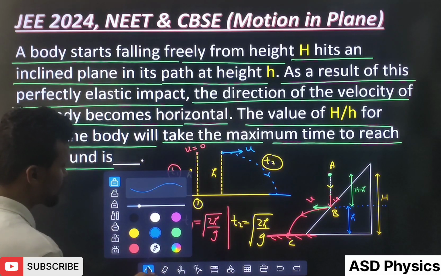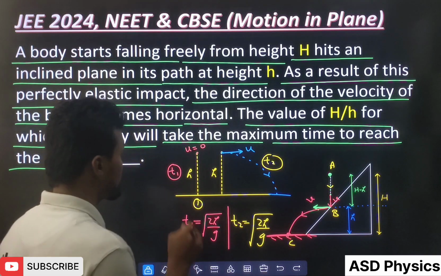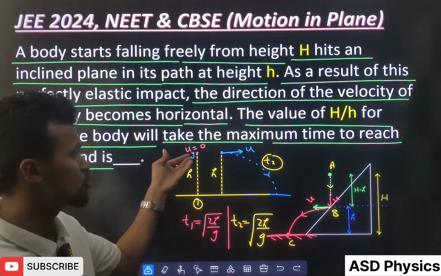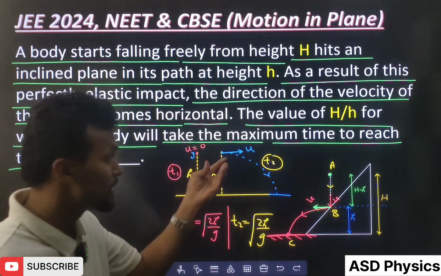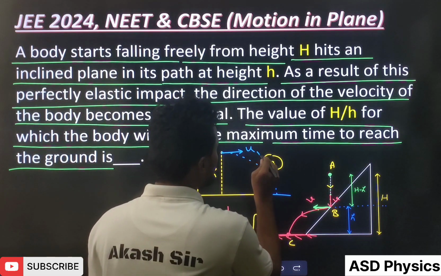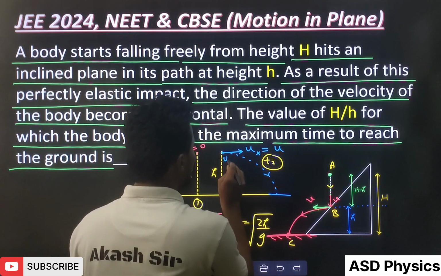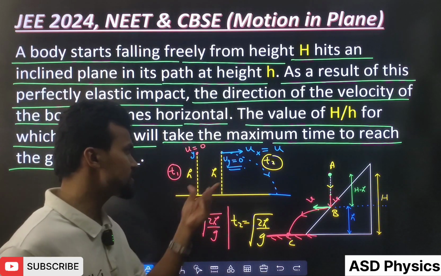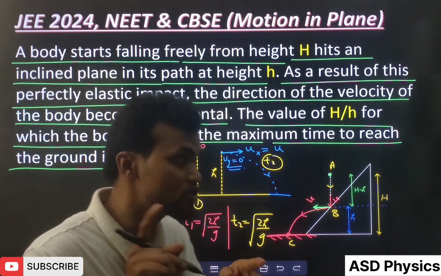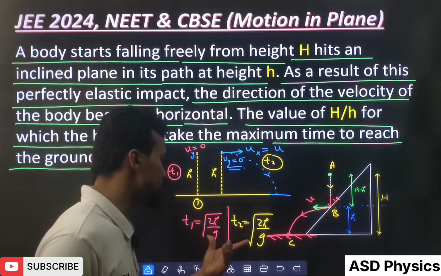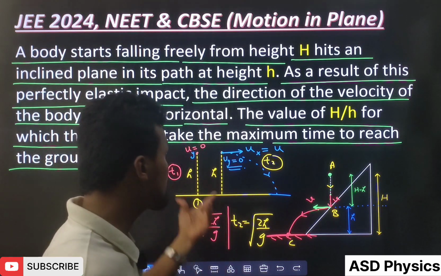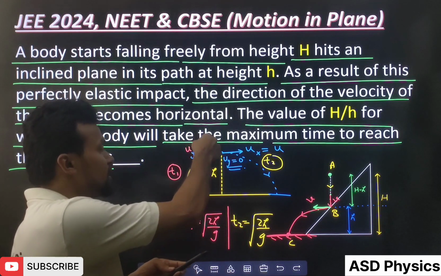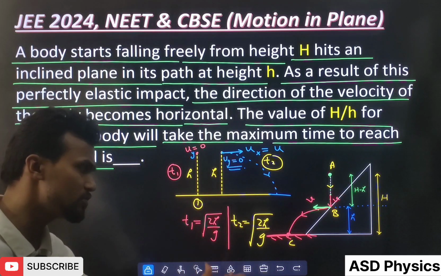Because for the time, the vertical component of the velocity is responsible. In the first case the vertical component of the velocity is 0, and the horizontal also 0, uy also 0, ux also 0, because the body is dropped. In the second situation, u is the horizontal component of the velocity and the vertical component is 0. So in both situations the vertical component of the velocity is 0, and the body will take the same time, root 2h by g. This kind of question is common, in which one body is dropped and one is projected in the horizontal direction, and both take the same time.